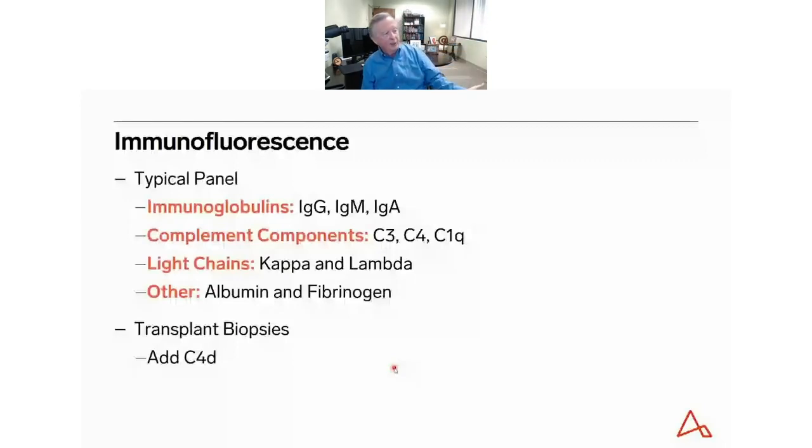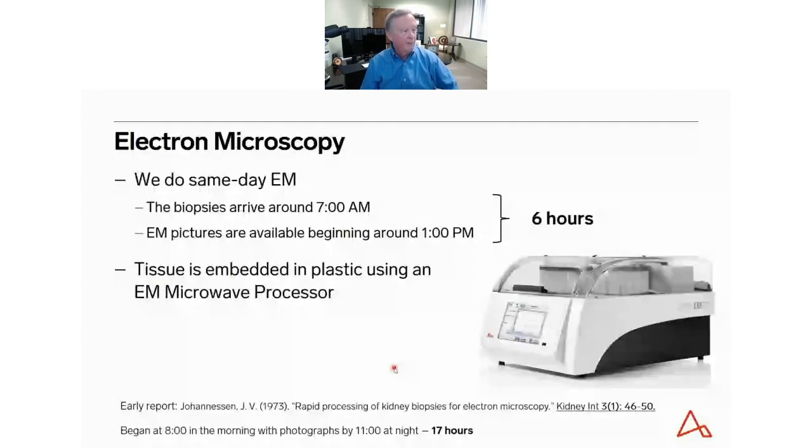So just read this slide. This is what a typical panel looks like. This is what we're looking at. There's 10 sections there. We have 13 sections for light, 10 for IF. And in transplant, you add C4d. And there may be other things that you will add along the way, SV40, other things. We do same day EM. The biopsies get here at 6 hours. For our EM, you have to have an EM microwave processor.